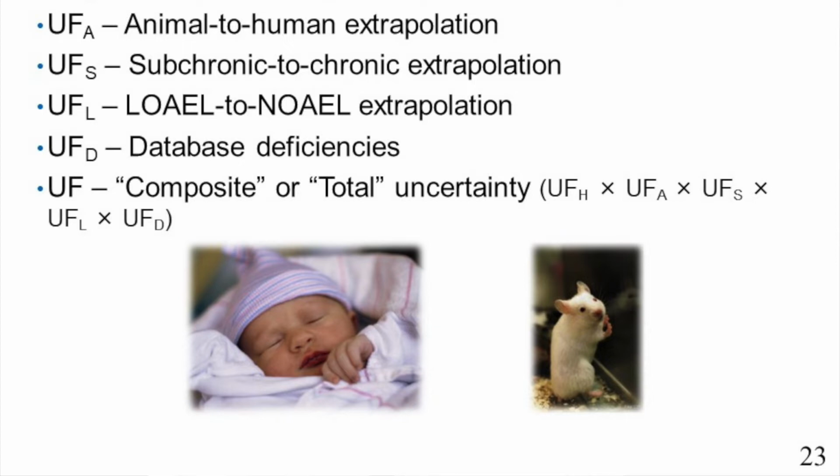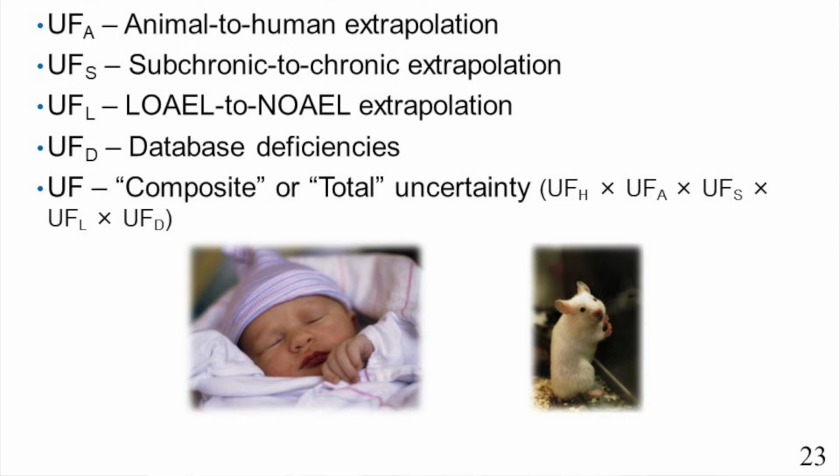And then the other one is a little subtle one. When the experiments are conducted, they can identify sometimes no adverse effect levels, but sometimes they can't. They identify a low adverse effect level, so they do not get to the point that no adverse effect level is obtained. So that has to be extrapolated. So what is called LOAEL to NOAEL is the extrapolation for that, and that has a subscript of L.